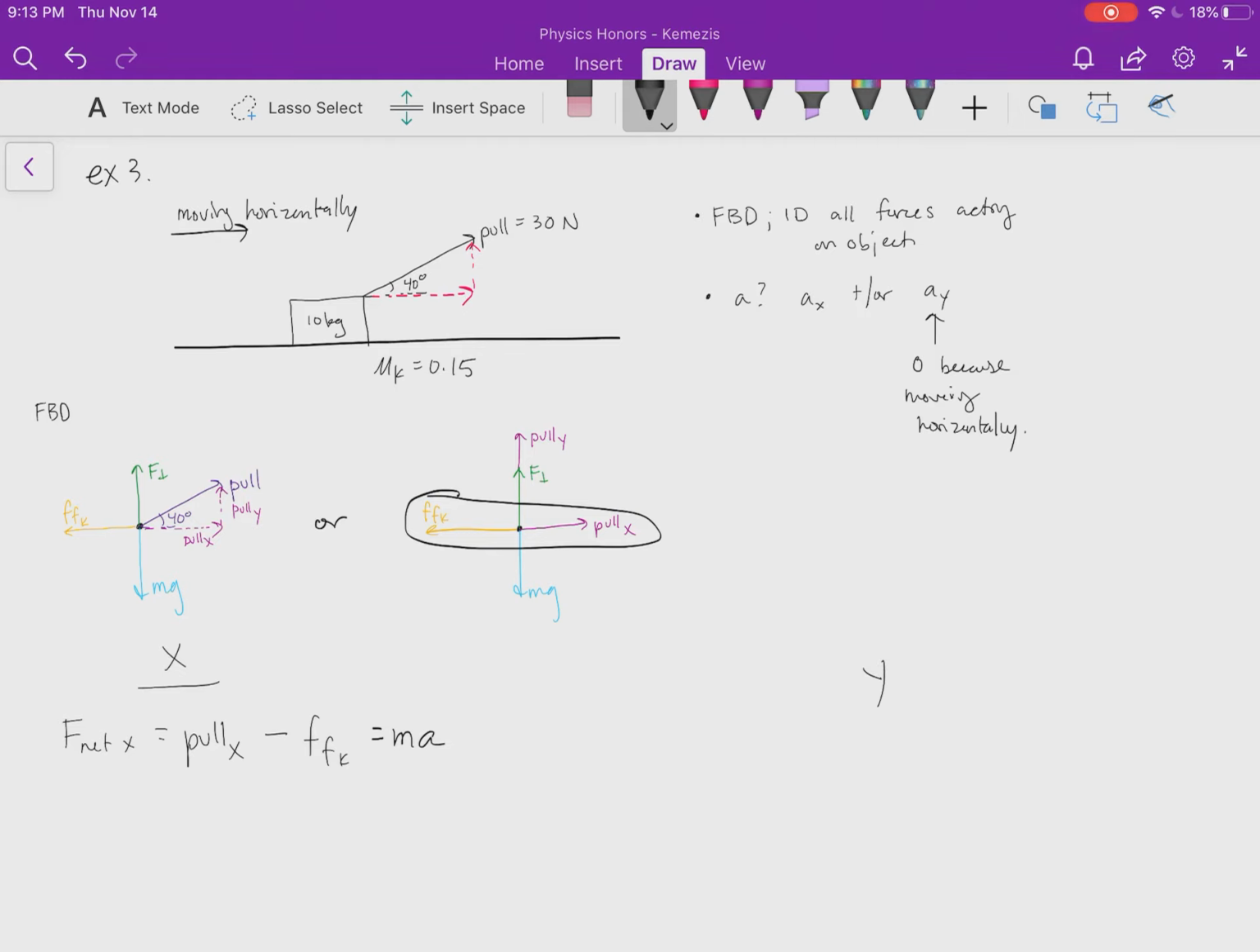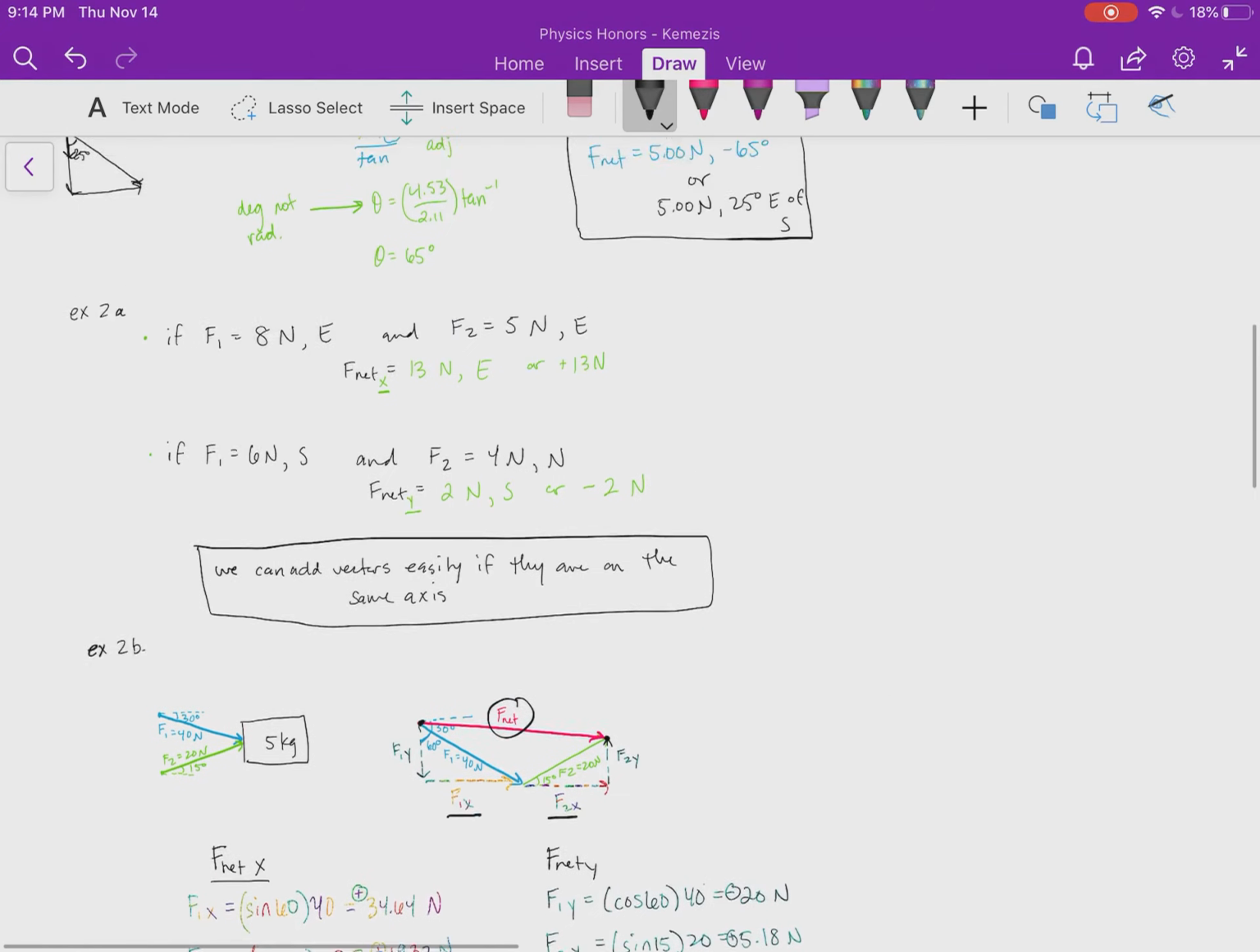We can do the same thing for the y, but in this case, looking at the y, we see that there's three forces, right? We have the normal force and the pull force, the y component of the pole going in the up direction and mg going down. So this absolutely matters when we are doing the net in the y direction. We have F normal plus pole y minus mg is equal to mass times acceleration. Okay, so all I did was looking at our free body diagram and writing Newton's second law for our x direction and our y direction.